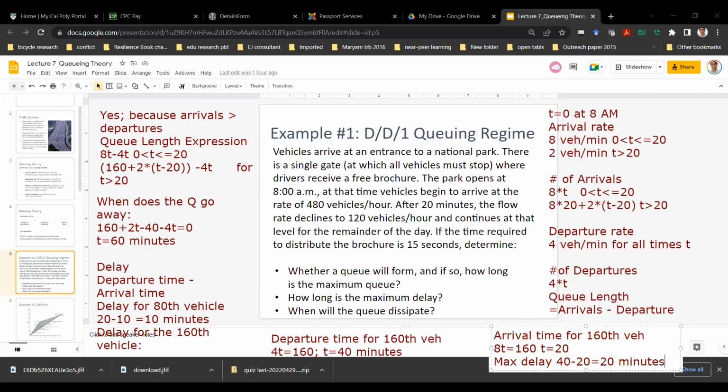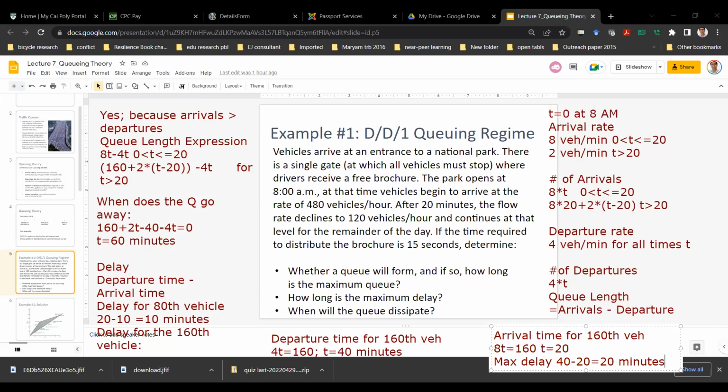Again, always remember the fundamentals. Queue length is arrivals minus departures all the time. Delay is defined as departure time minus arrival time. And the max delay is experienced by the vehicle that comes in when the queue is at its max. After that, the queue starts to decrease, so anybody who comes after that will have a shorter delay.